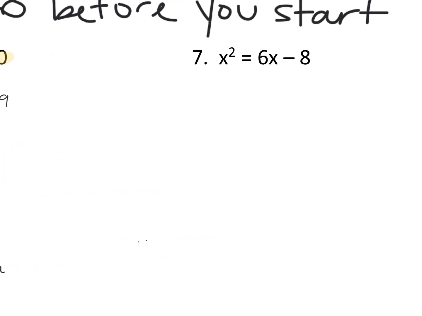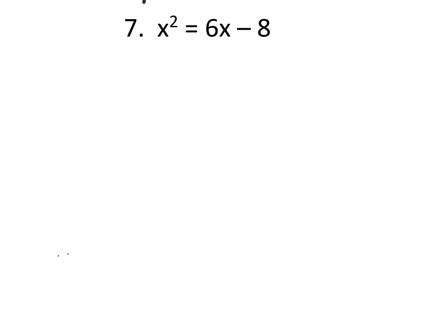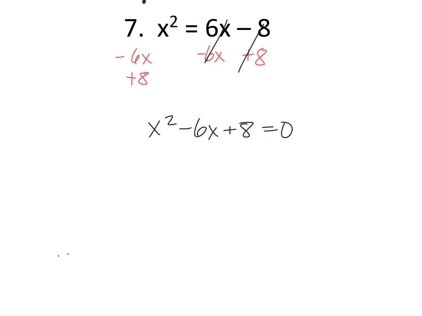Yeah, number 7 does not equal 0, so you have to get it equal to 0 before you start. Otherwise, your B and your C will be incorrect. So move that stuff over by doing the opposite. And there's nothing to combine it to, so now it's just going on the left side. So these are gone. X squared minus 6x plus 8 is equal to 0. Now that it's equal to 0, you can figure out A, B, C.